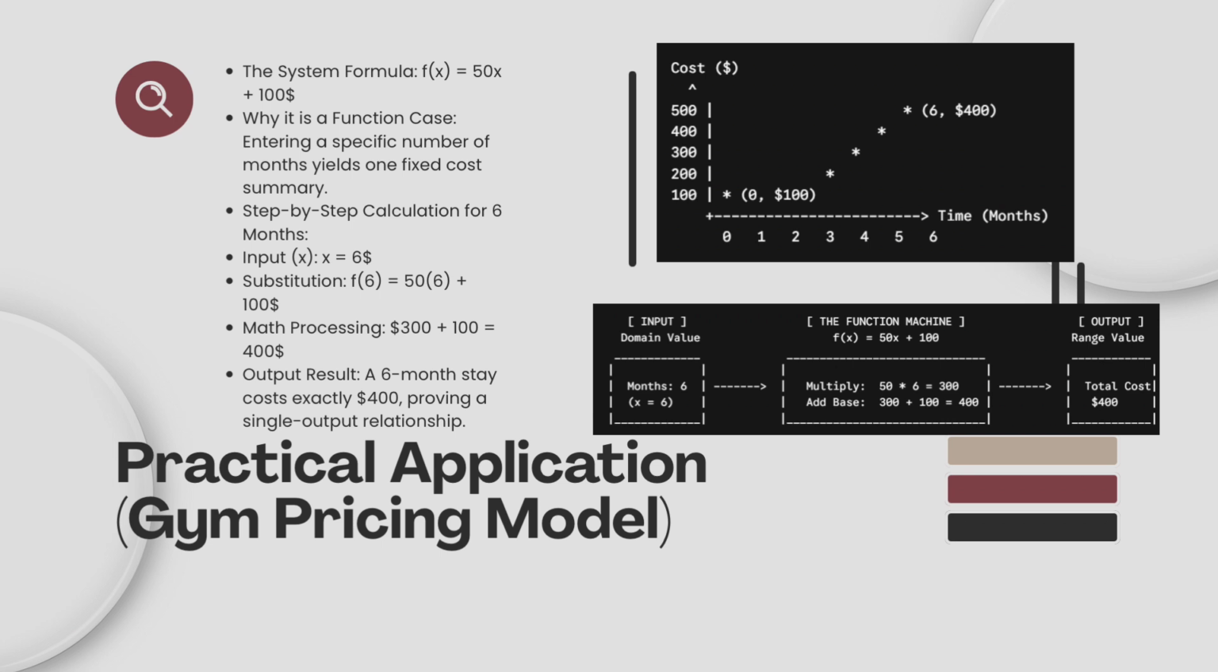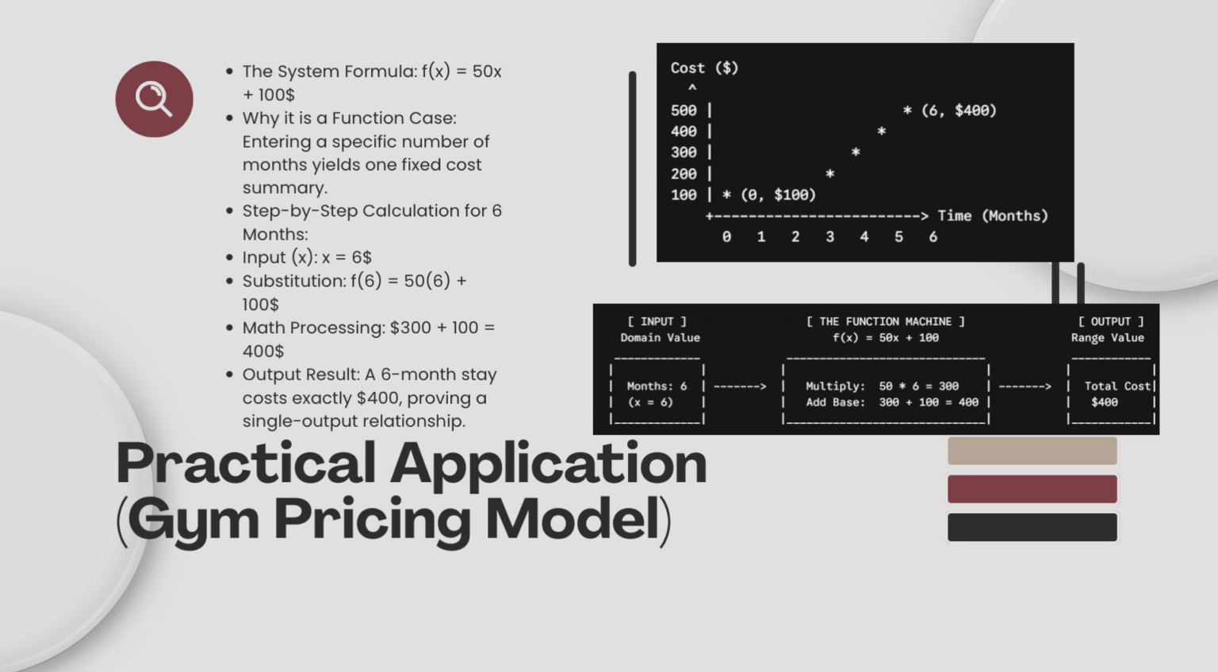Let's run a calculation for a 6-month plan to see how the machine processes the data. Step 1 is our input, where our domain value is x = 6. We feed this single number straight into our function machine. Inside the machine, the math follows a strict step-by-step order of operations. First, it handles the multiplication. $50 a month times 6 months gives us $300 in accumulated monthly fees. Next, it moves to the addition, adding the flat $100 sign-up fee to that amount. 300 plus 100 outputs a final definitive total of $400.